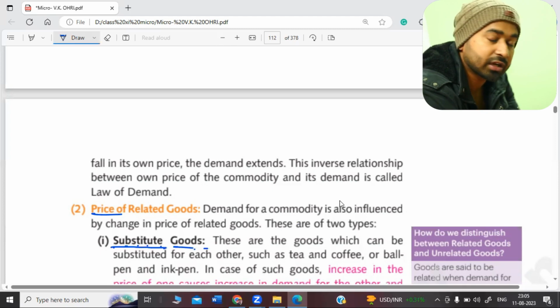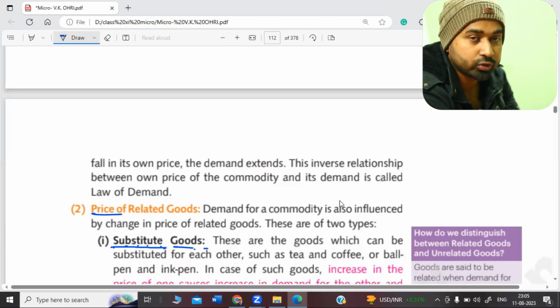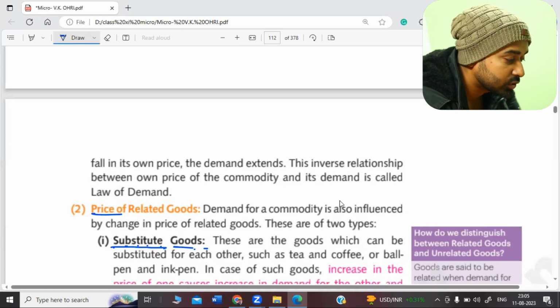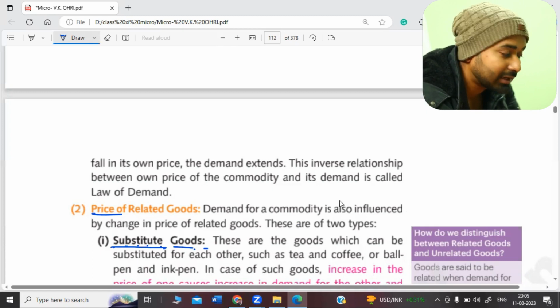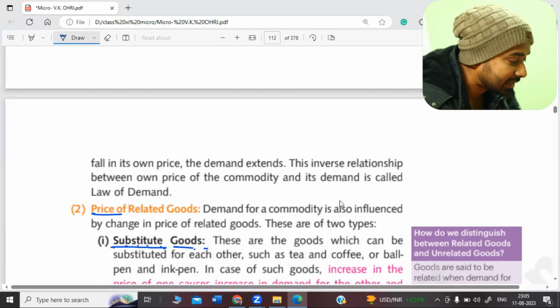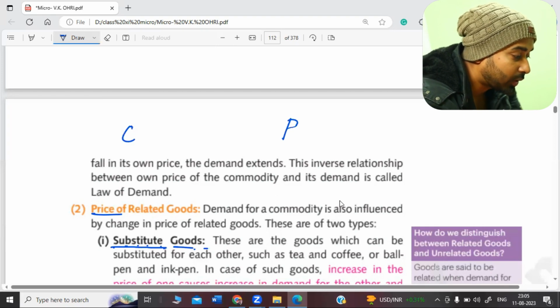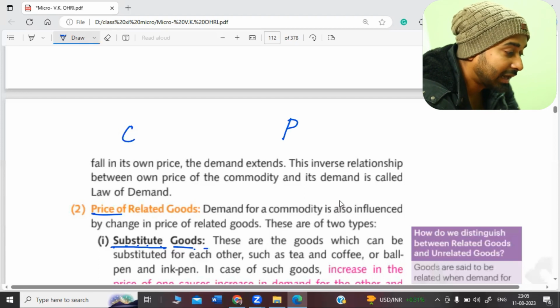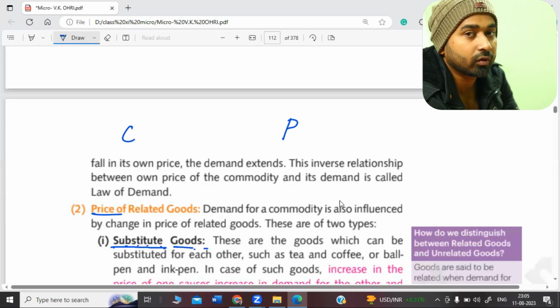Substitute goods are those goods which can be used one in the place of the other. For example, Colgate and Pepsodent. Now think about Colgate and Pepsodent. Now what I told here, price of related goods, that means one price, other demand we will find out.